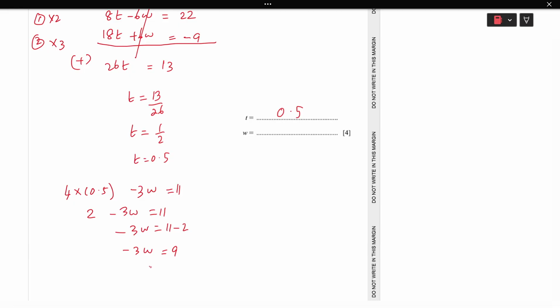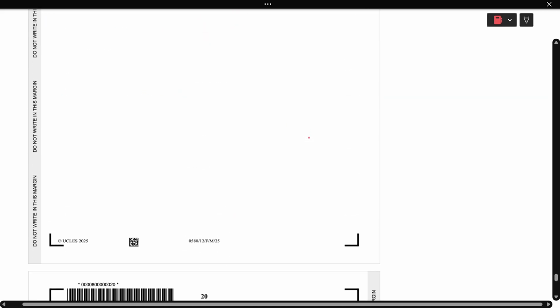I'll push this negative to the other side, so 3w equal to negative 9, because I multiply by minus on both sides. Now I divide both sides by 3, which gives w equal to negative 9 divided by 3, which is negative 3. So the answer is w equal to negative 3. Okay, so that's it, finished.